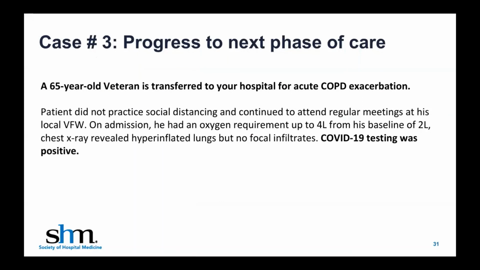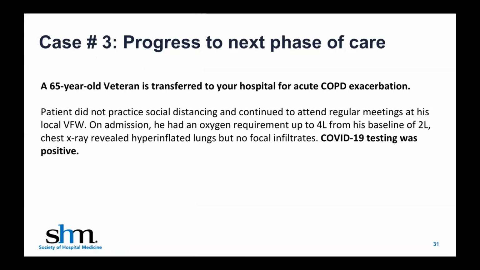And finally, thinking about progression to the next phase of care. A 65-year-old veteran is transferred to your hospital for an acute COPD exacerbation. Unfortunately, he did not practice social distancing, and he continued to attend his regular meetings at the local VFW.